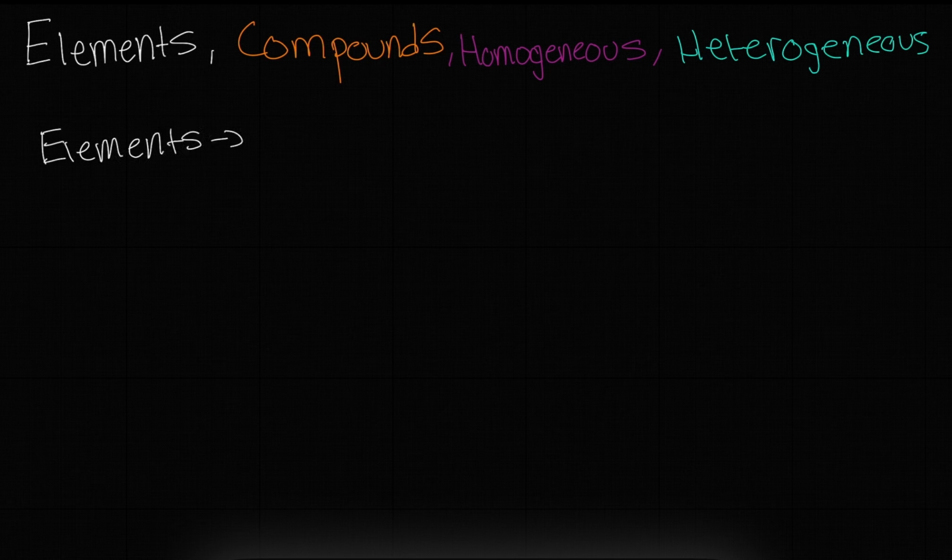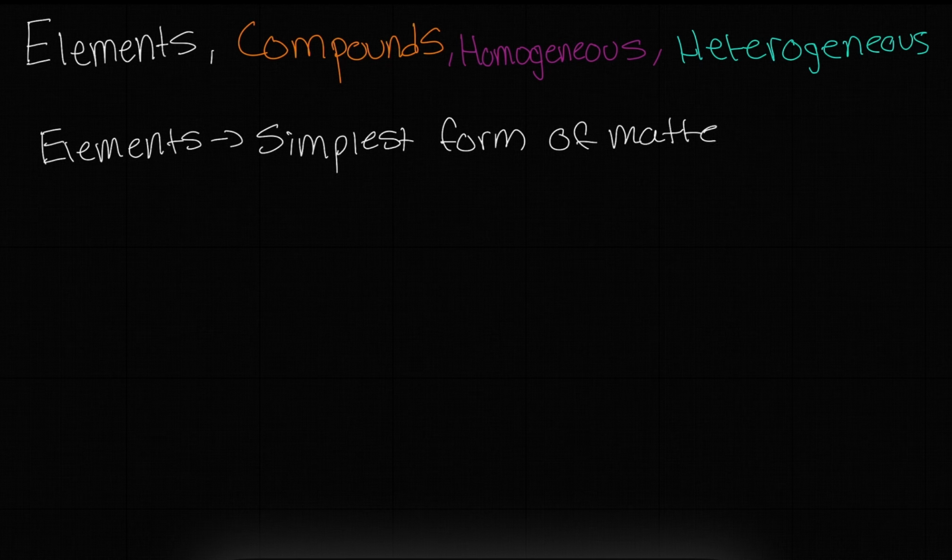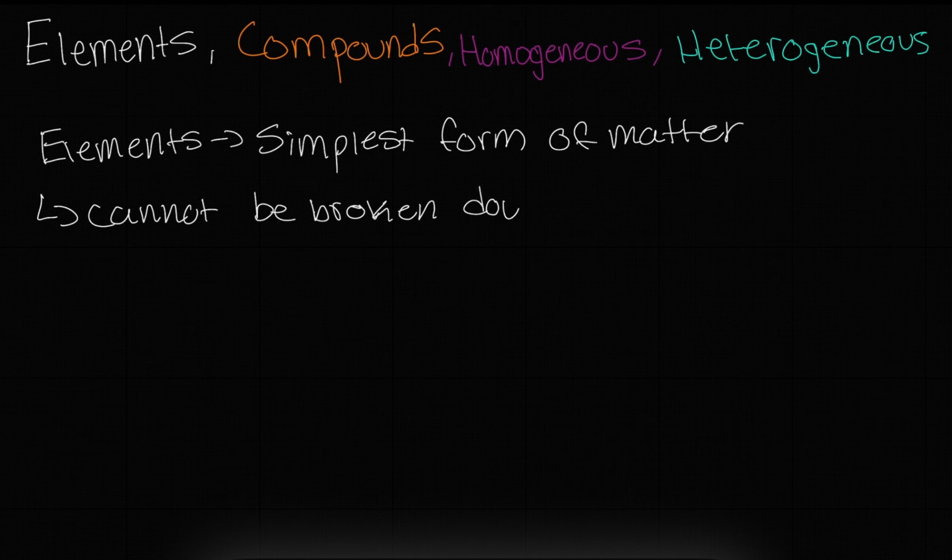So, what is an element? An element is the simplest form of matter. And it cannot be broken down into anything simpler by chemical means. So it cannot be broken down into anything simpler.